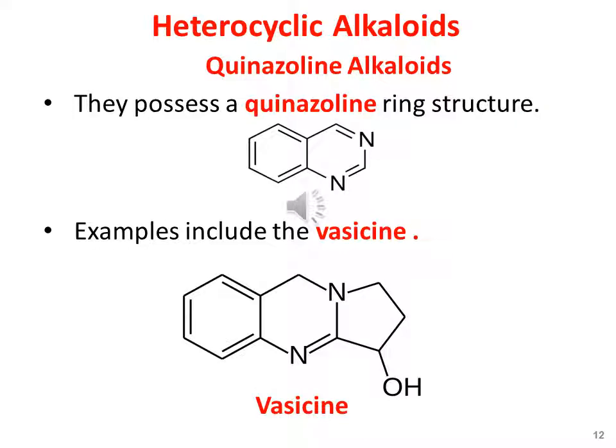All those alkaloids that possess a quinoxaline ring structure as shown in this slide are classified as quinoxaline alkaloids. The example of a quinoxaline alkaloid includes vasicine. In the vasicine, you may see clearly a quinoxaline ring structure is present.